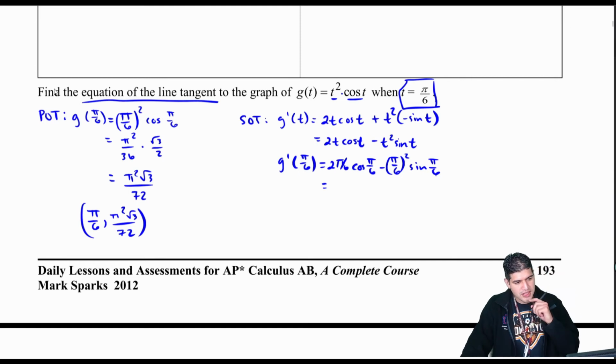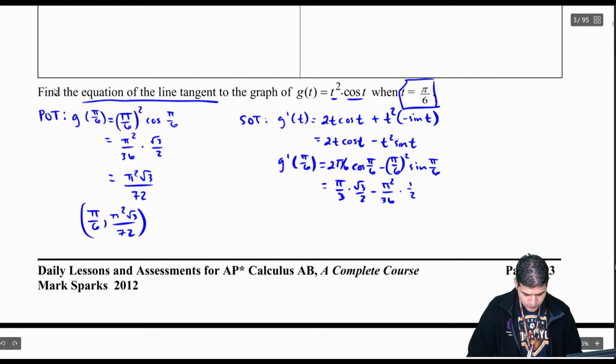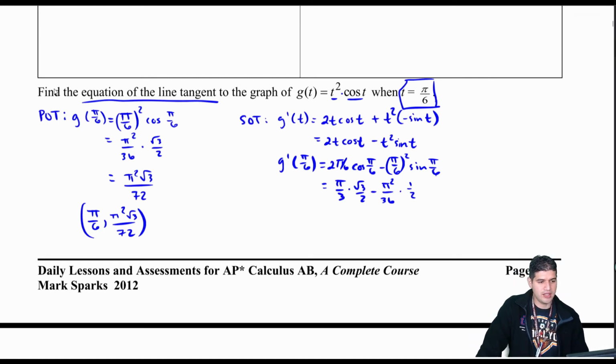Okay, so 2 times pi over 6, that's going to get me pi over 3. And cosine of pi over 6, that's square root of 3 over 2, minus pi squared over 36, and then sine of pi over 6 is 1/2. All right, so we need to really work with this. So I have pi square root of 3 over 6 minus pi squared over 72.